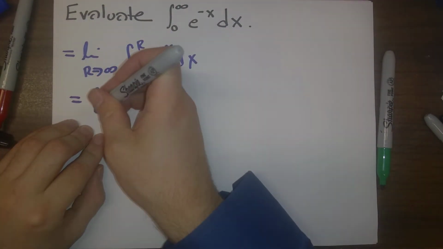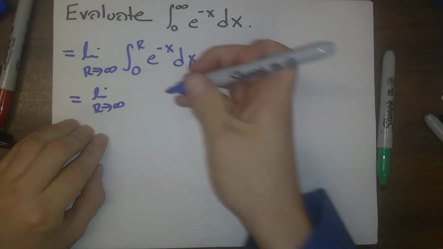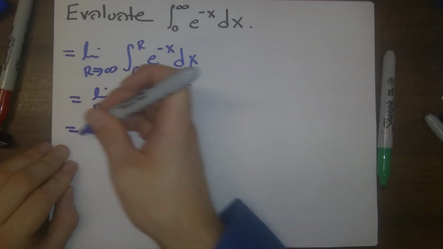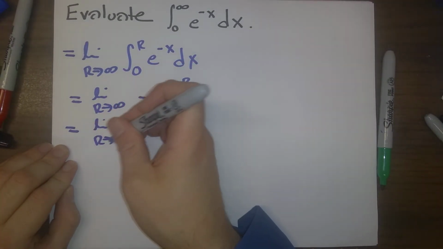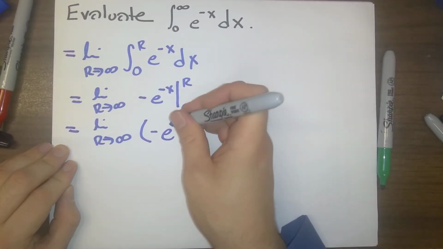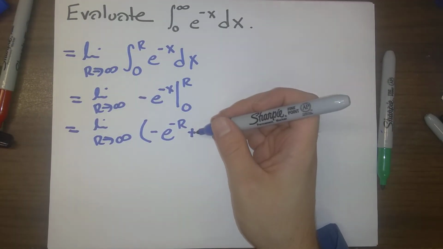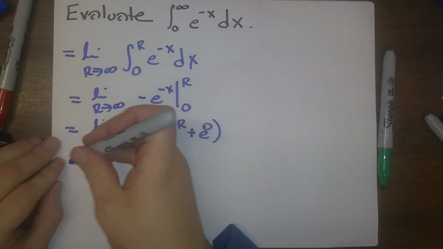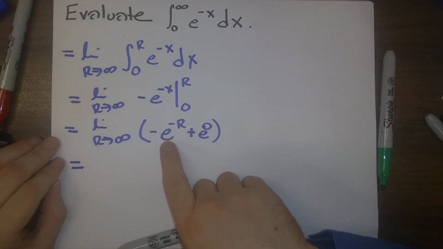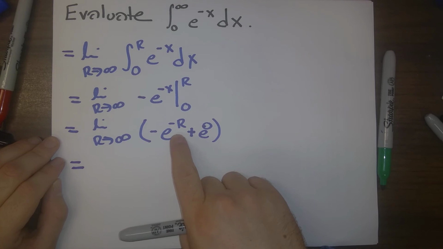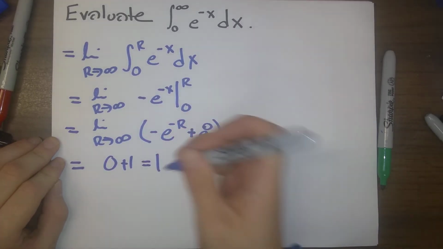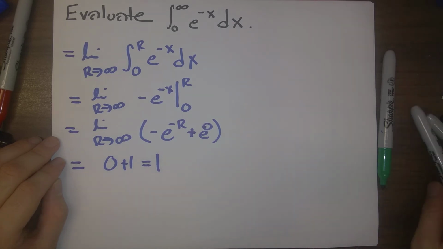So the antiderivative of e to the minus x is minus e to the minus x. Plug in 0 and r, still keeping that limit there. Limit as r goes to infinity of minus e to the minus r plus e to the 0, which is going to be 1. And so now let's think about what happens here. As r goes to infinity, e to the minus r goes to 0. So this will be 0, this will be 1. And so that says that this answer is 1.